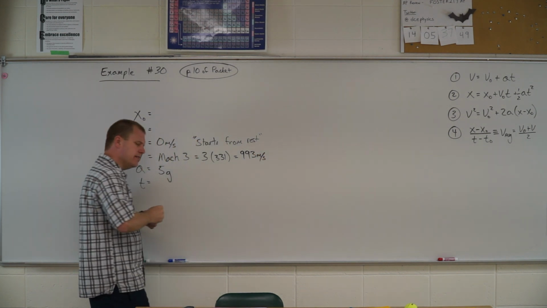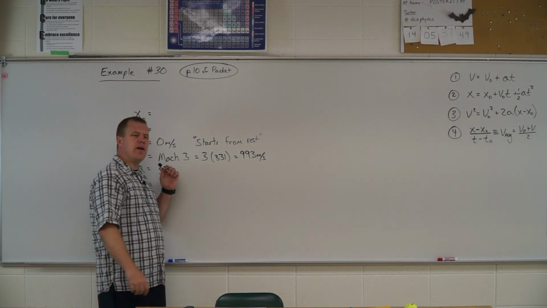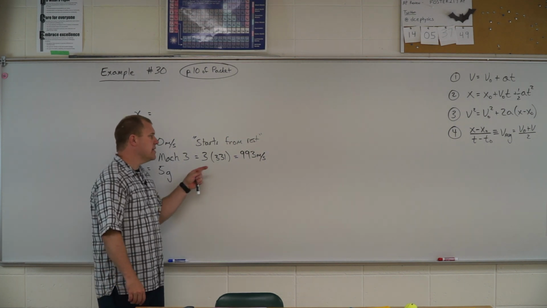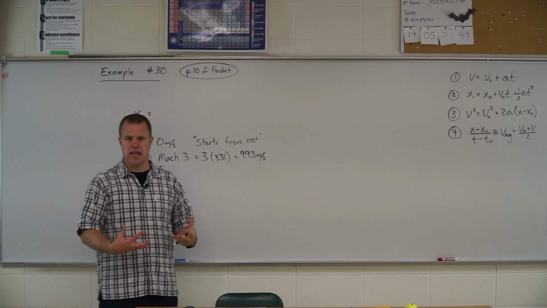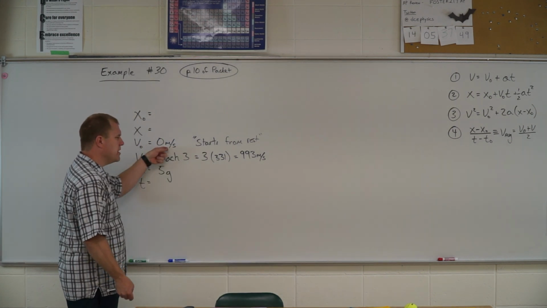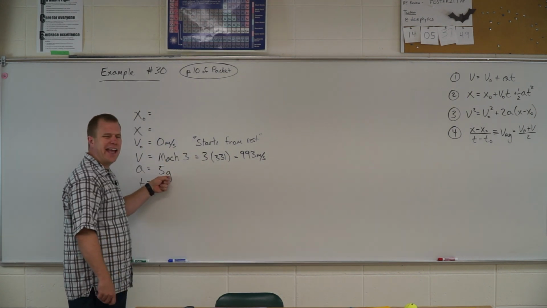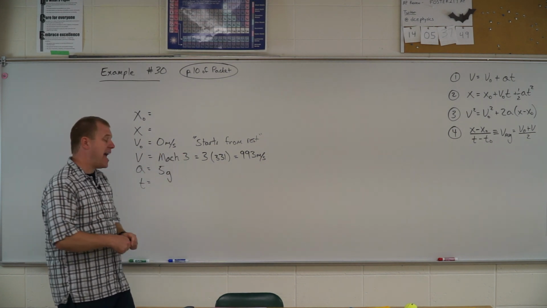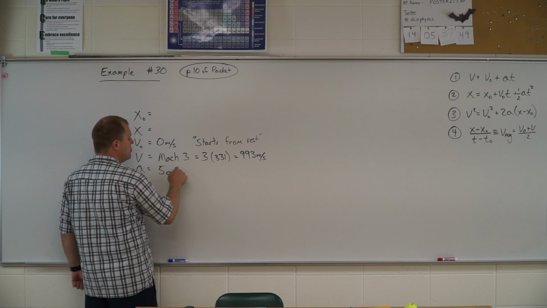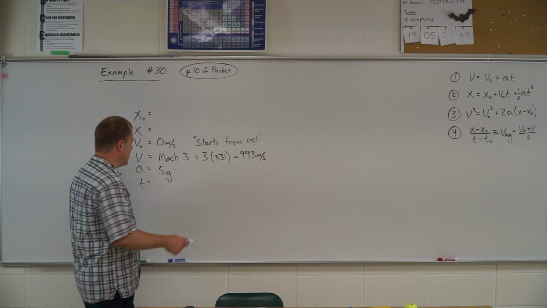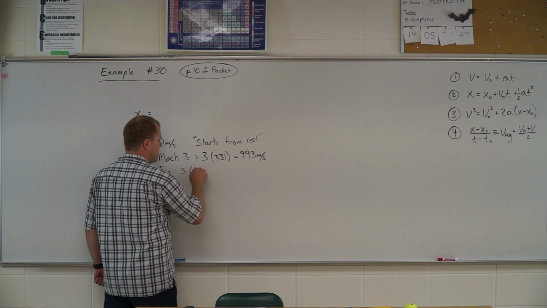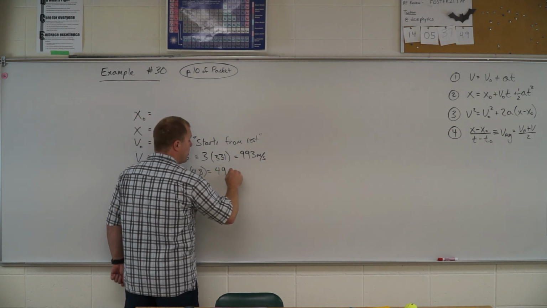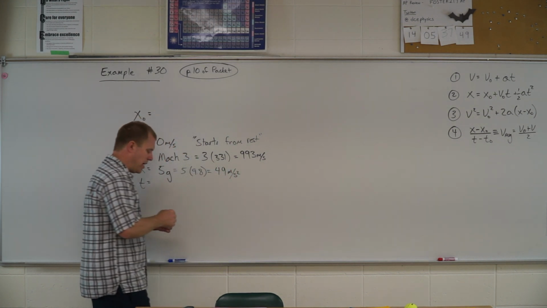Now why did I change it from Mach 3 to 993 meters per second? The reason is I want to have units that go together. So for instance, 0 meters per second, Mach 3 and 5G don't have common units. So I have to get them to have common units. 5G, or 5 times the acceleration of gravity, which here on Earth is 9.8, gives me 49 meters per second squared.